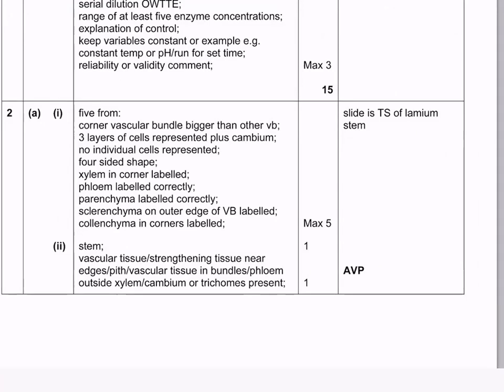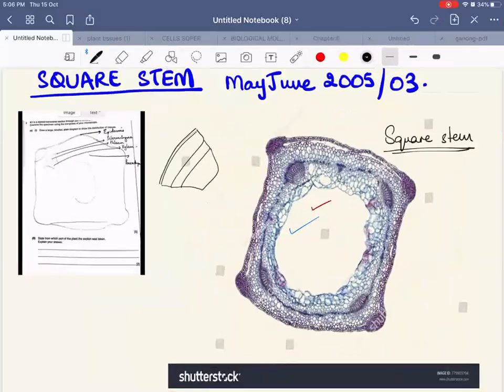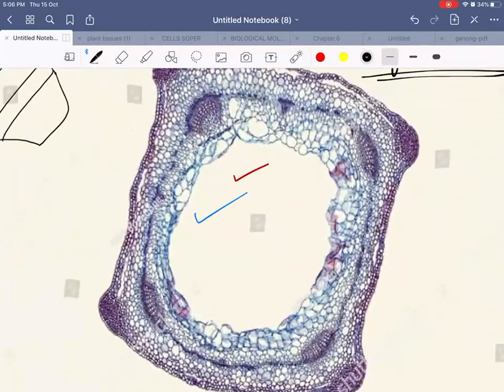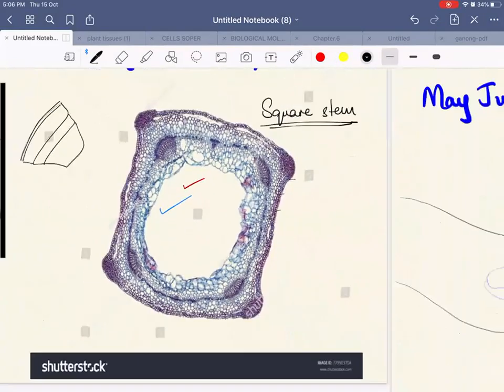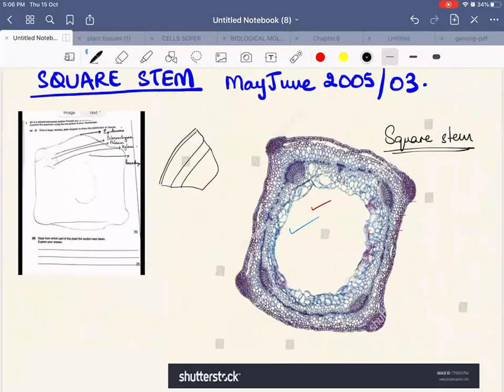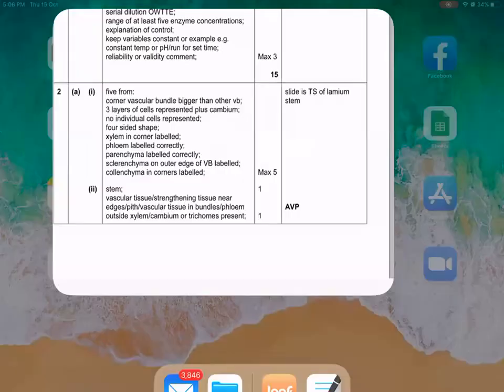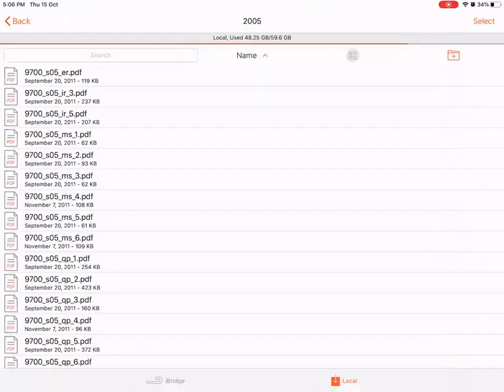If you want to see what trichomes are, I can give you an idea. Trichomes are not so clearly visible over here. Trichomes are actually hair-like structures, okay, which arise from the epidermis, but they are not visible in this slide. Maybe they might be visible in the slide that you've been given. Let's move on to the next part of the question, and that is for the high power diagram.